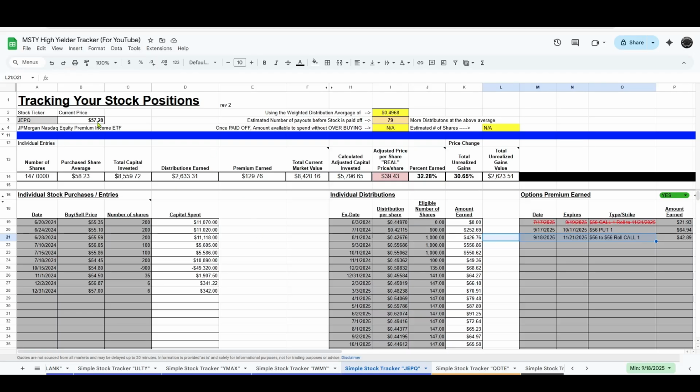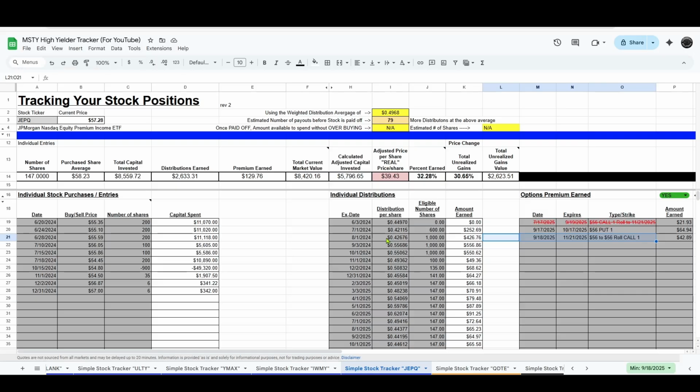But it's up at a price now that I can't even roll this one very easily. So I will wait till once it gets in November, and then I will see if I can't roll this out. I might have to roll it out a whole year just to be able to roll it. But that's okay. Until that gets executed and those shares get taken away, I still own those shares and will earn a distribution for those shares as well.